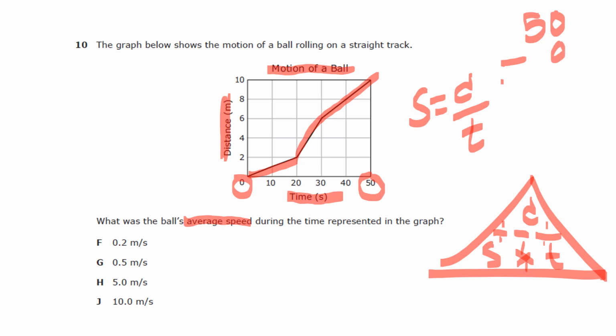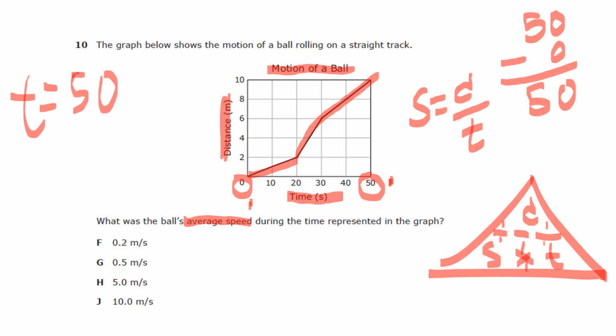Sir, where do we get those? Well, we got it from right here, the end and the beginning. So obviously 50 minus 0 is going to give us 50. So we'll write this on the side. Our time equals 50. Okay, so then what does our distance equal? Because that's the other component we need.